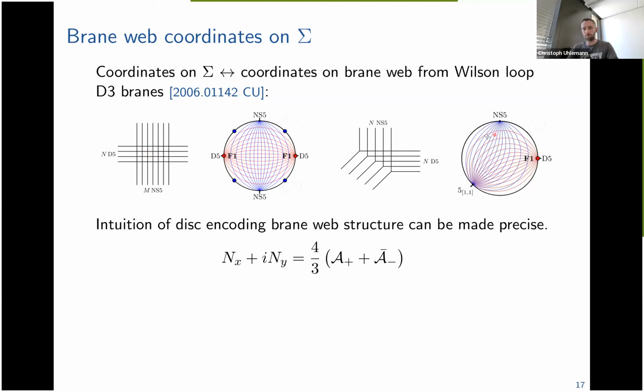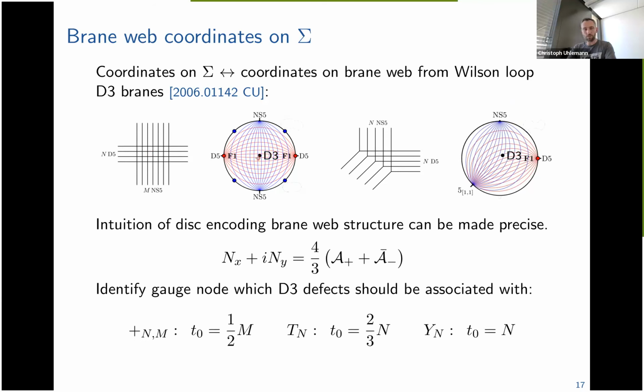It's shown here for the plus theory and for the TN theory, just to give an example. And what we can do now is ask, given your conformal D3 brane defect, which face in the brane web would that naturally correspond to? From that, we can then get a first clue which gauge node in the quiver diagram this conformal defect might be associated with. For the plus theory, the D3 was in the center of the disk, and that corresponds to a gauge node halfway along the linear quiver.